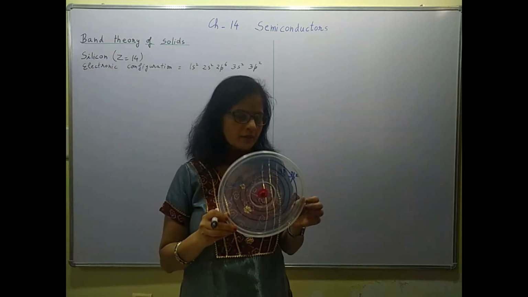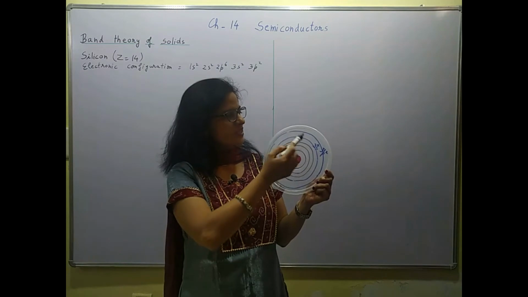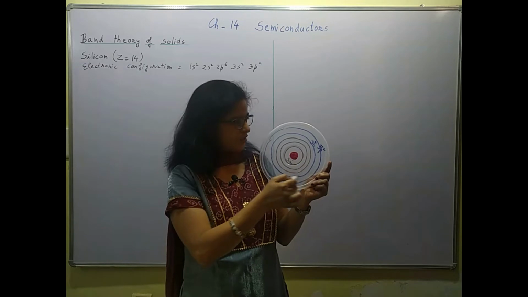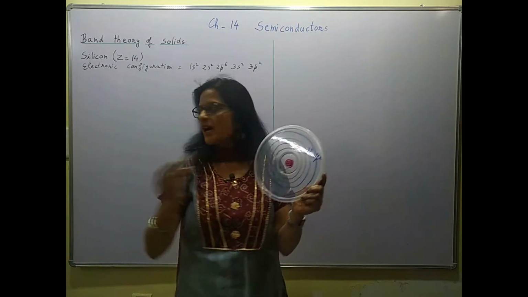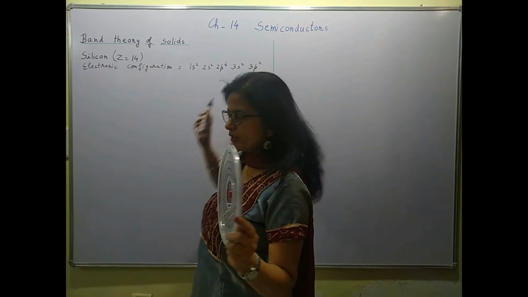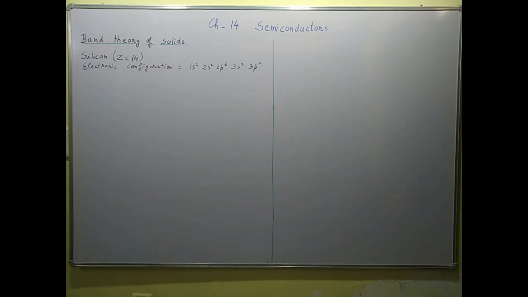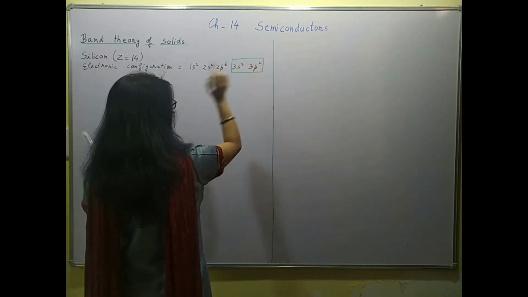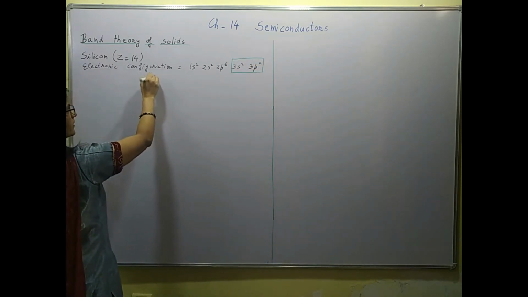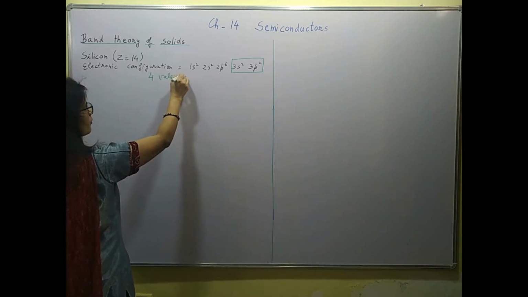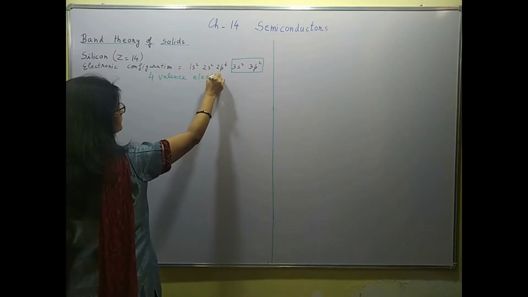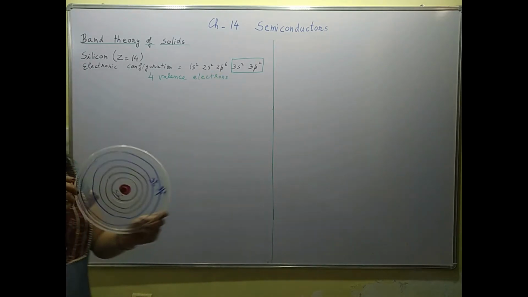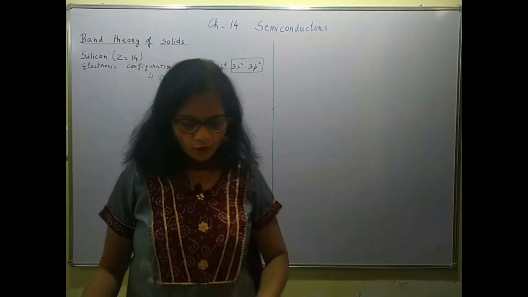So if this isolated atom is there, then we have these inner shells which are surrounded by 3s2 and 3p2, which is the outer shell actually. So these 4 electrons are the valence electrons. This is the outermost shell, so how many valence electrons are there? 4 valence electrons, right? So when these isolated silicon atoms come closer, what happens?